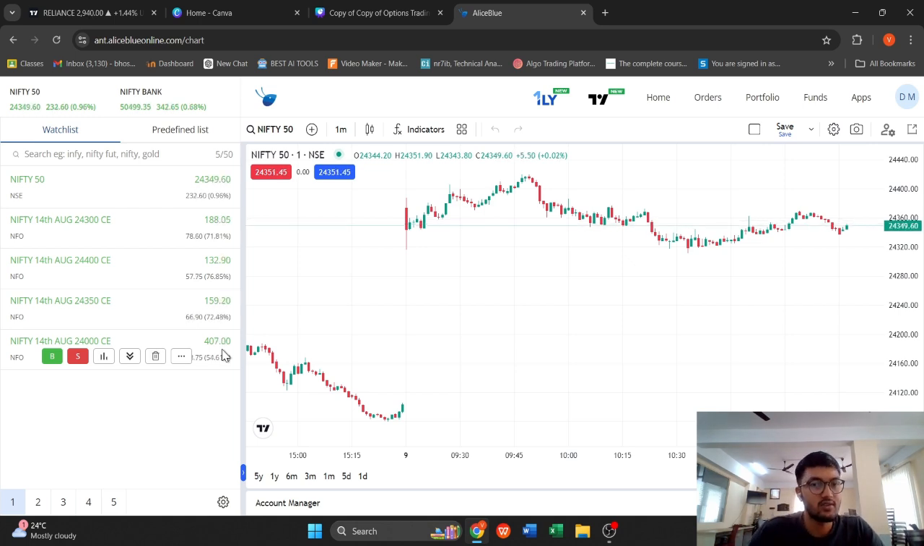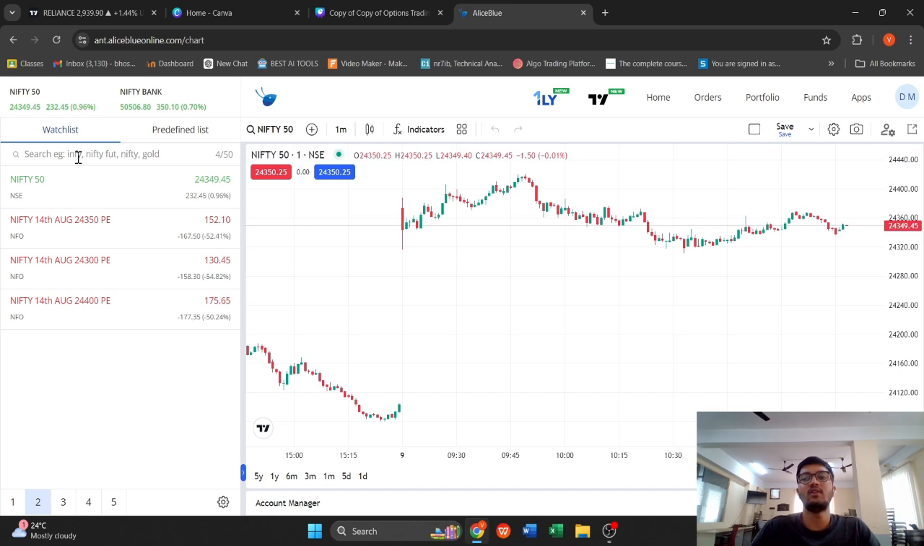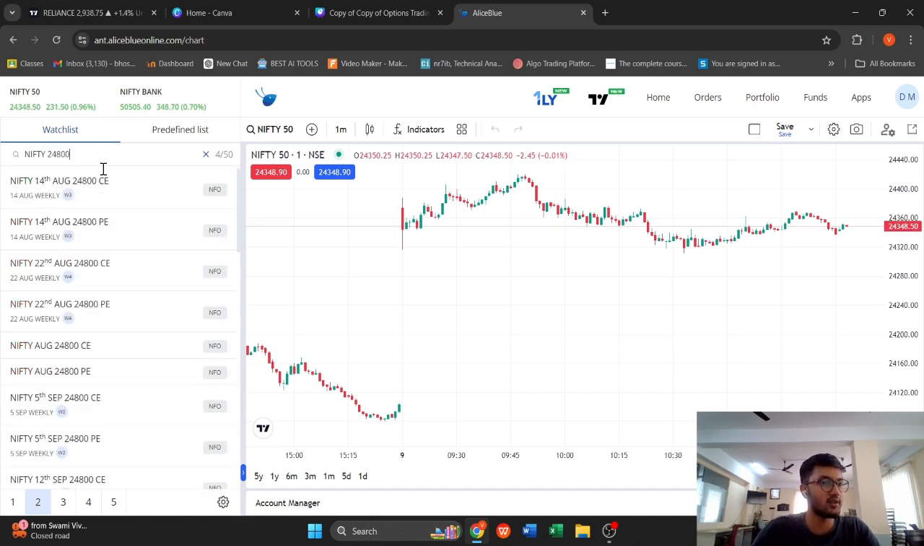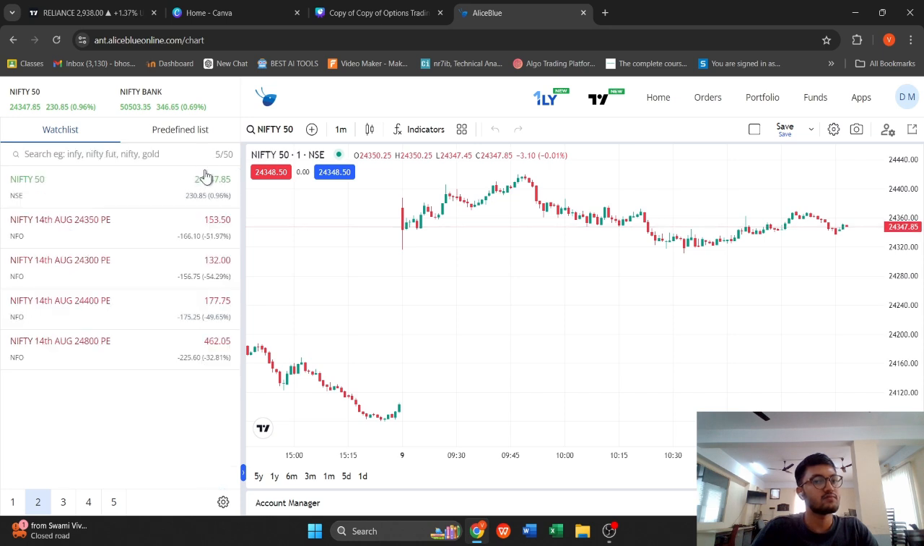So this is called deep in the money. What will be the deep in the money for a put? Let's say 24,800. Let's see the premium of the 24,800 put contract. You can see the premium is 462 rupees with the same expiry. The 14th August will be the expiry date for these contracts.